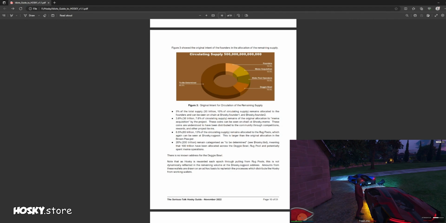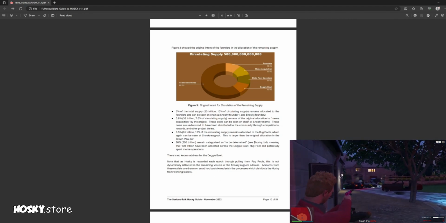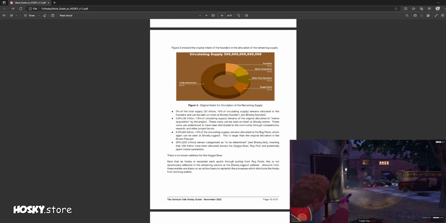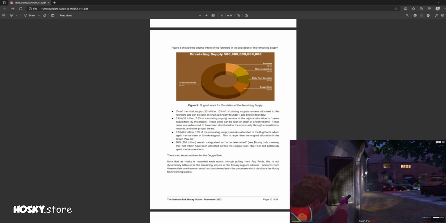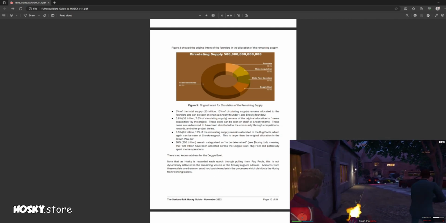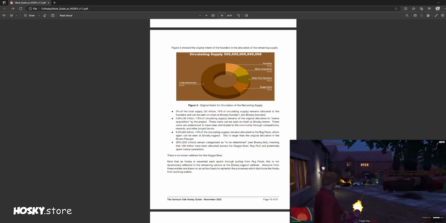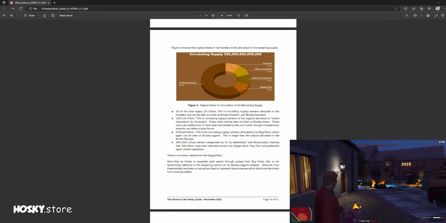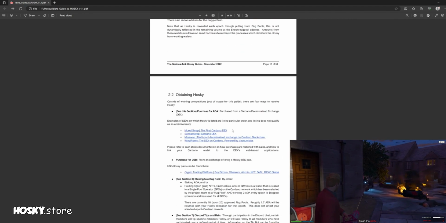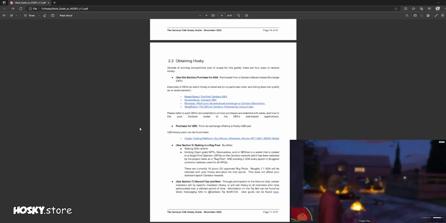There is no known address for the doggy bowl. Note that as Hosky is rewarded each epoch through pooling from rug pools, this is not dynamically reflected in the remaining volume at the $Hosky.rugpool address. Amounts from these wallets are drawn on an ad hoc basis to replenish the processes which distribute the Hosky from working wallets. Alright, so now we're going to go on to 2.2, obtaining Hosky.